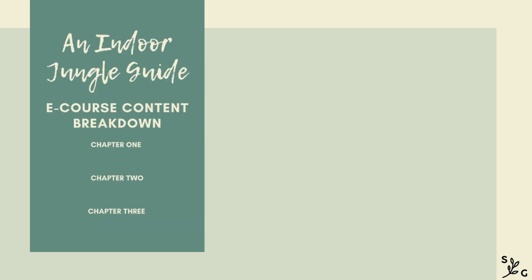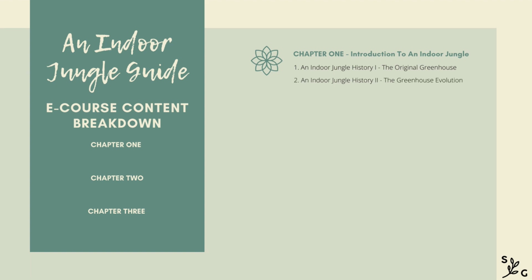In order to help you survive the mania around indoor plants, let's quickly cover what you can expect to learn in this course. Chapter 1 will introduce you to a brief and quirky history of the evolution of indoor plants. And I've broken this down into 2 sections. An Indoor Jungle History 1, where we discover the origin of the greenhouse, and an Indoor Jungle History 2, which explores the greenhouse's evolution.